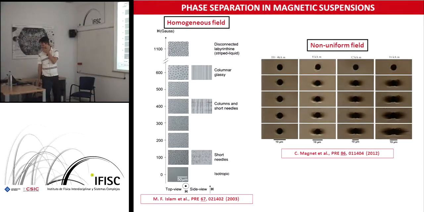Another interesting phenomenon in miscible magnetic fluids would be phase separation. So take a Hele-Shaw cell and take only one magnetic fluid, one ferrofluid, okay? So in the absence of a magnetic field, the suspension is homogeneous, but if you use an intense enough magnetic field, there is some microphase separation. I don't know if you can see over there, but here there is the formation of short needles in these fluids. This is a side view and this is a top view.